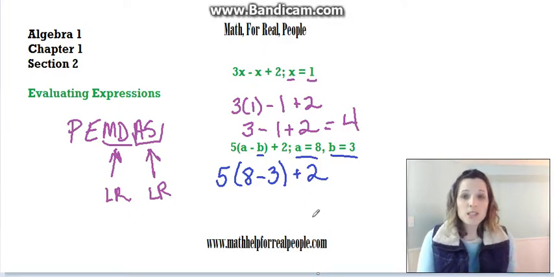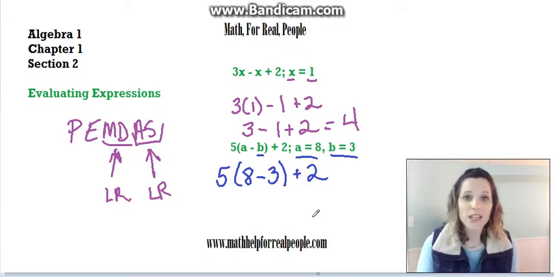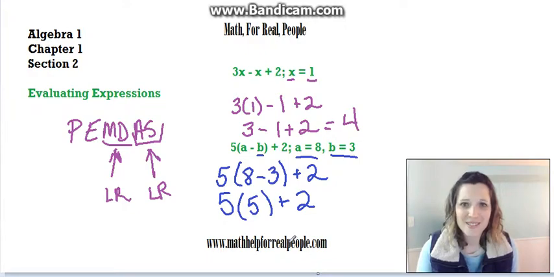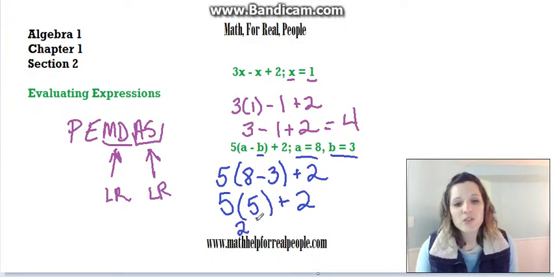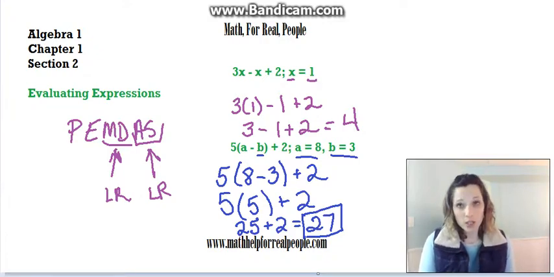So the only step different from order of operations is the expression, and then they told you what it was equal to. Once you plug it in the right spots, you're back to where you started with order of operations. Parentheses are done first, so 8 minus 3 gives me 5. I rewrite everything else because I like to show my steps. I know you do too. And then you have 5 times 5, which is 25, plus 2, which is 27. Bam, bam, bam, bam. You are done evaluating those expressions.